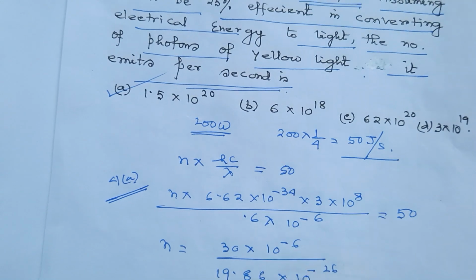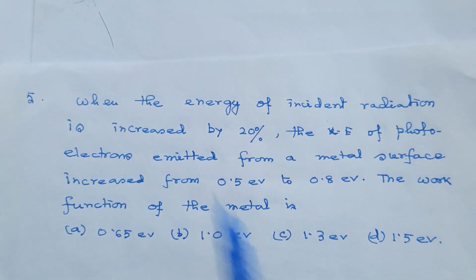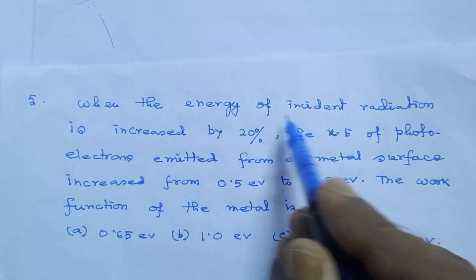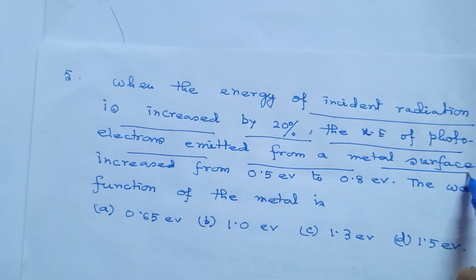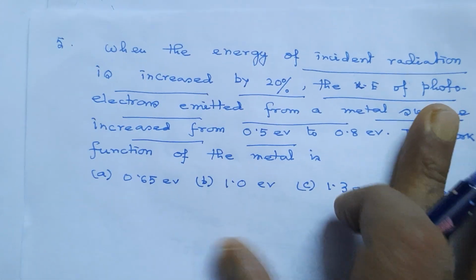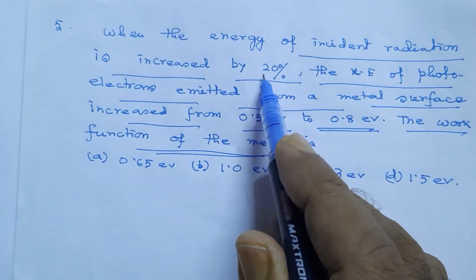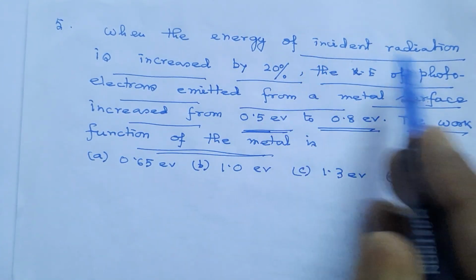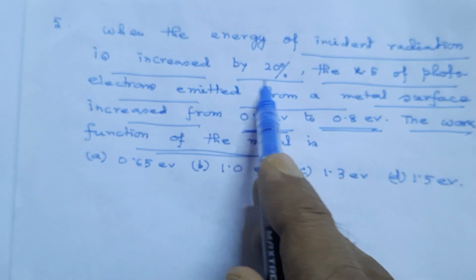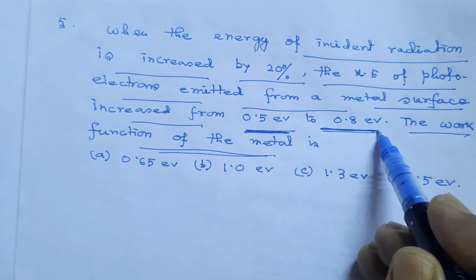Now let us see the fifth question now. Fifth question is that when the energy of incident radiation is increased by 20%, the kinetic energy of photoelectrons emitted from a metal surface increased from 0.5 electron volt to 0.8 electron volt, the work function of the metal. Mind that, when the incident energy is increased by 20%, the kinetic energy of the photoelectrons changes from 0.5 electron volt to 0.8 electron volt.